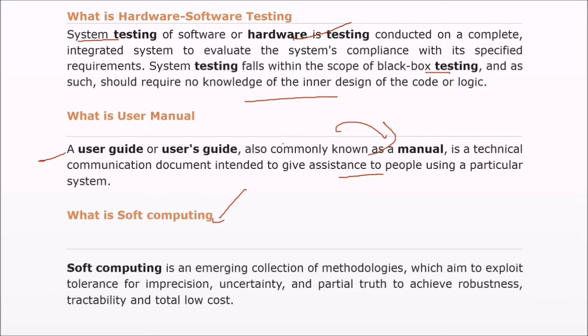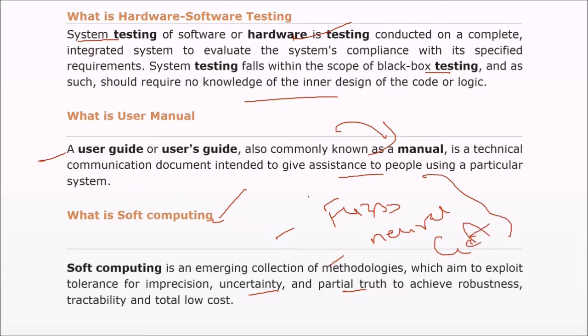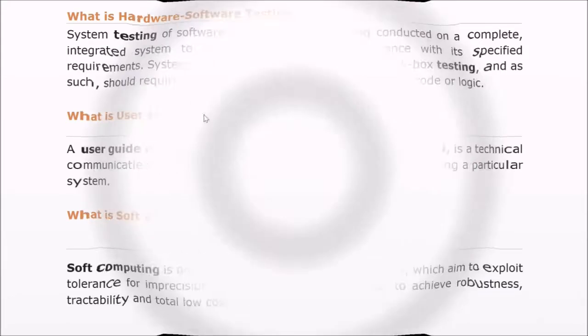Soft computing is an emerging collection of methodologies which aim to exploit tolerance for imprecision, uncertainty, and partial truth to achieve robustness, predictability, and low cost. For example, fuzzy neural networks and also genetic algorithms. So there are so many that come under soft computing.